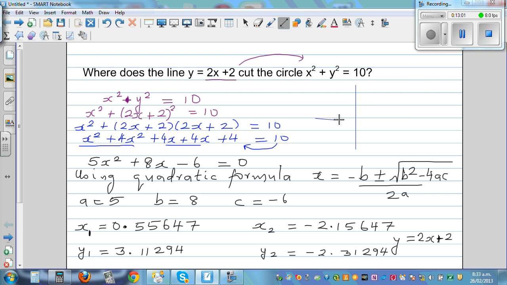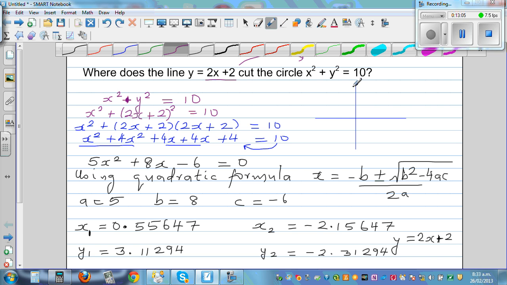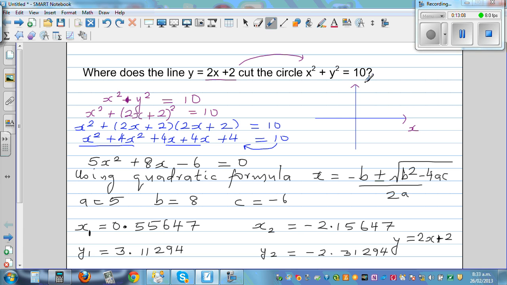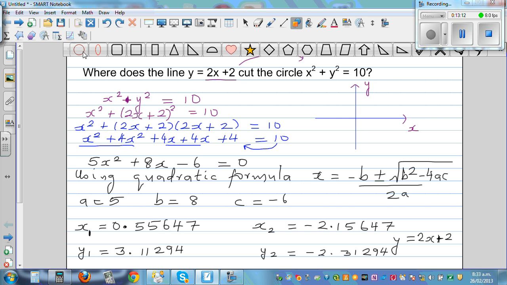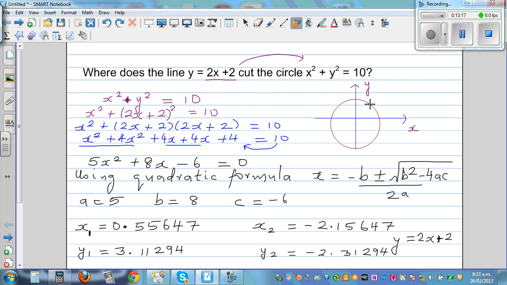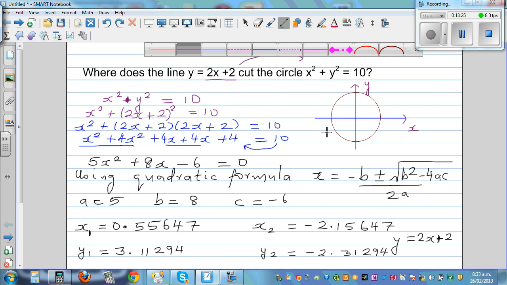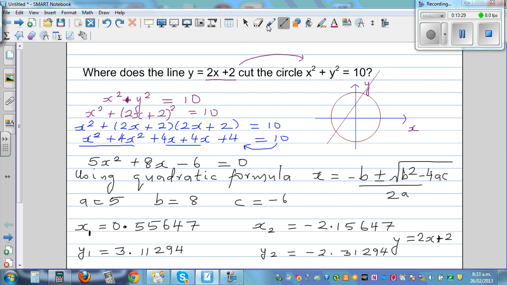So this is the y-axis and this is the x-axis. Your circle would look somewhat like this. It's a circle centered at 0, 0. And here you've got the line y is equal to 2x plus 2. So it goes somewhat like this. This point is what we're talking about. This is your x1, y1. This point is your x2, y2, where both coordinates are negative. Both are positive in this quadrant, and both are negative here. So this point is x2, y2 and this one is x1, y1.